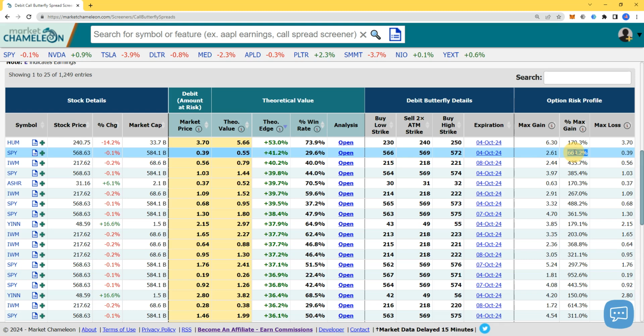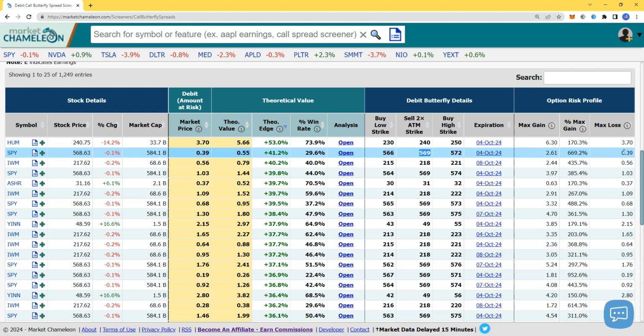Your max gain in this case is 669.2%, which is insane if SPY stays and closes at 569 by October 4th. It will not, but you know, it could happen. I'm not saying no, but the odds are less than 1%.